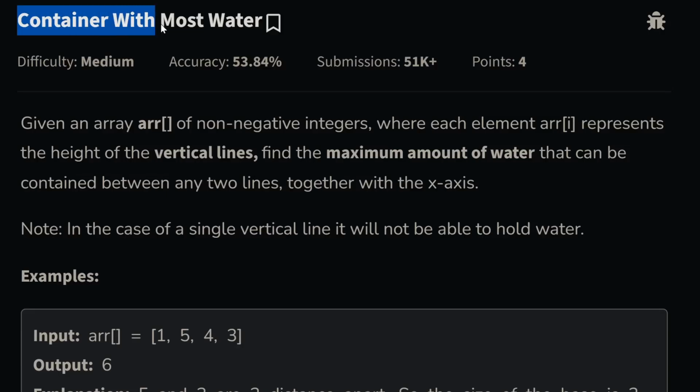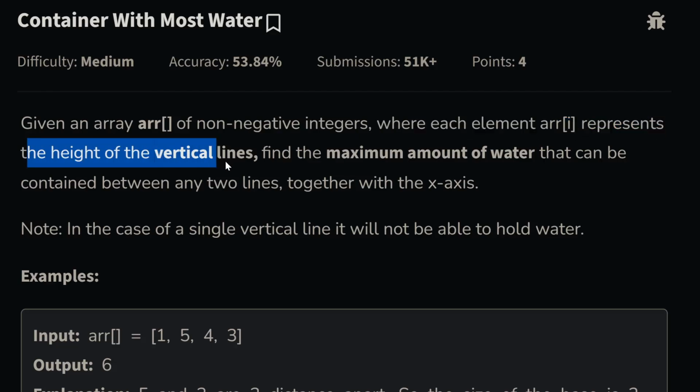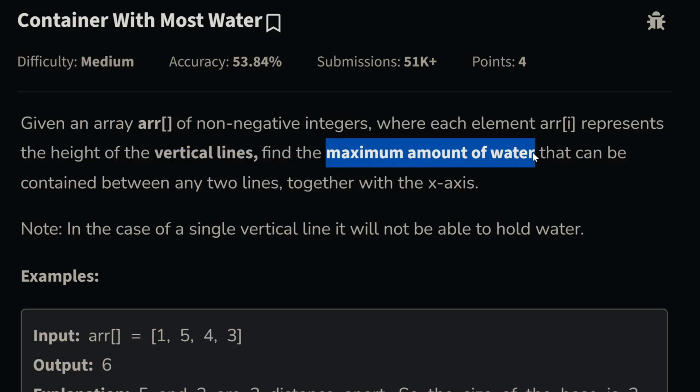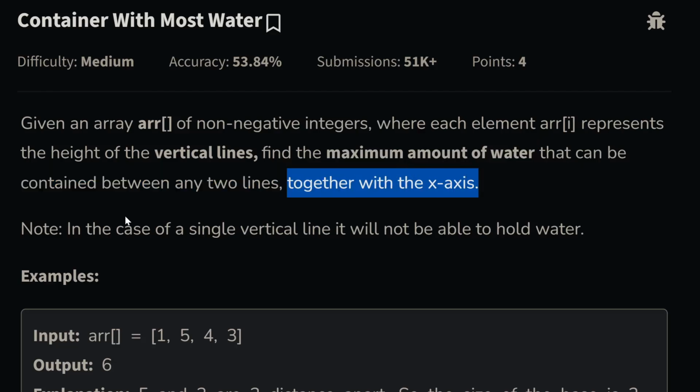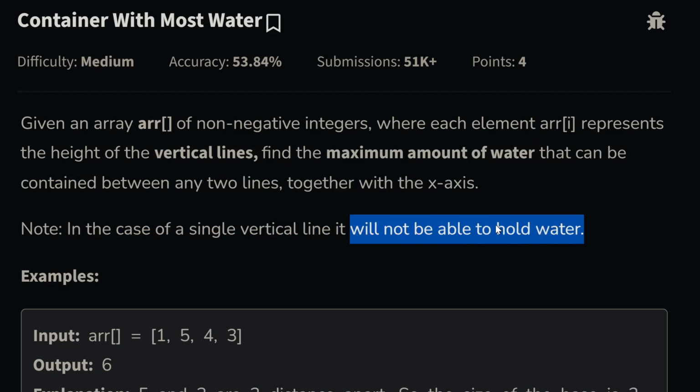Here we go. We have the question Container With Most Water. You are given an array of non-negative integers where each ith element represents the height of a vertical line. We need to find the maximum amount of water. Here we don't need to find the total amount, we need to find the maximum amount that can be contained between any two lines together with the x-axis. A single vertical line will not be able to hold water.